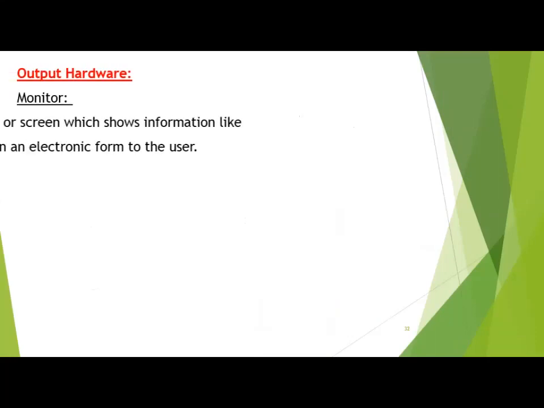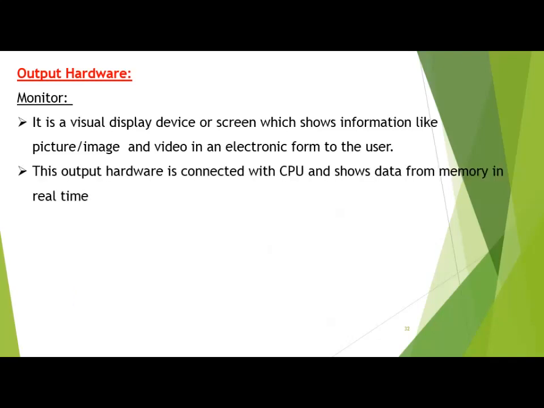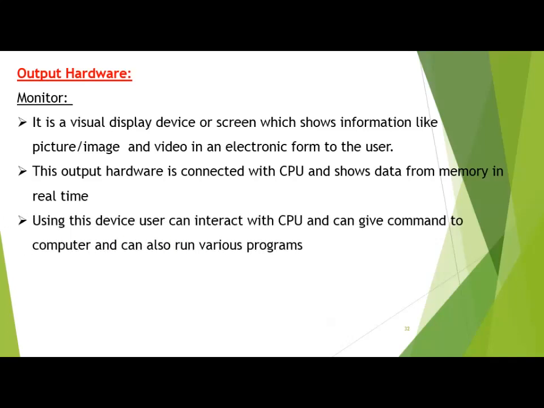Output hardware: monitor. The first one is the monitor. It is a visual display device or screen which shows information like pictures, images, and video in an electronic form to the user. All of us are aware of that device. This output hardware is connected with the CPU and shows data from memory in real time. Using this device, the user can interact with the CPU, give commands to the computer, and run various programs.